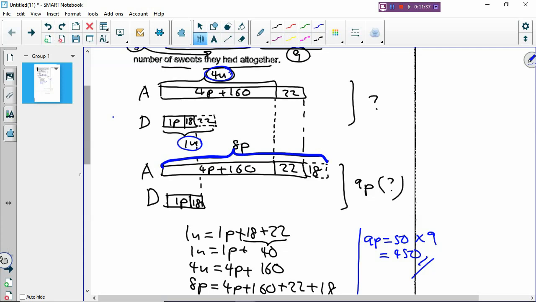So we come to the end of this lesson. Hopefully at the end of this lesson, you will understand that there are different kinds of model drawing. One of the advanced model drawings is something called the parts and units model, which is a bit more advanced and is used to solve harder problems. And you will see this quite often in those challenging problems.